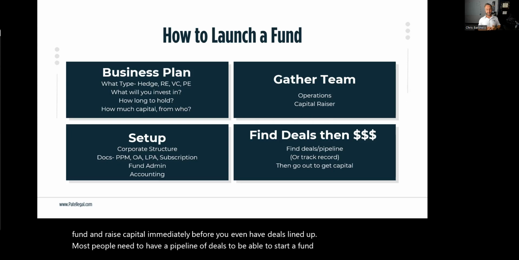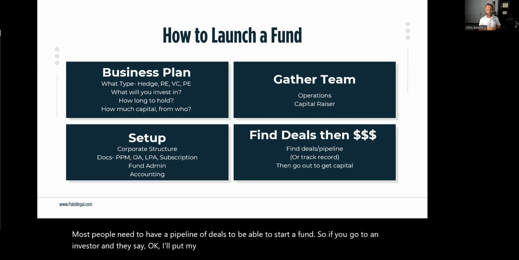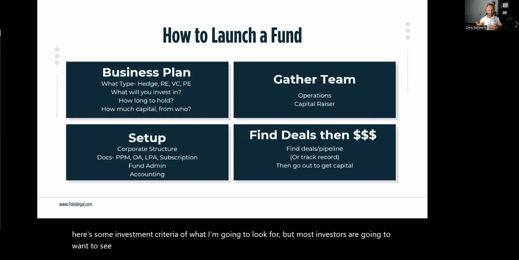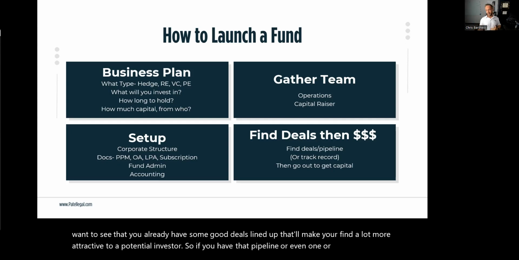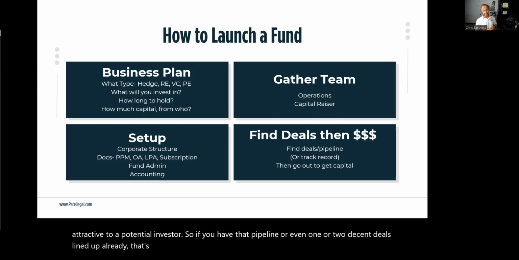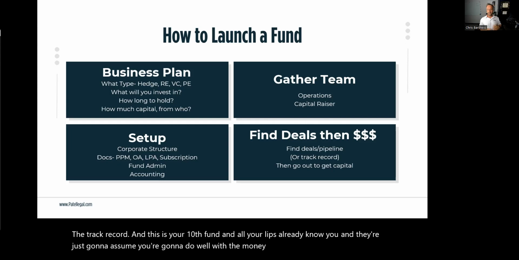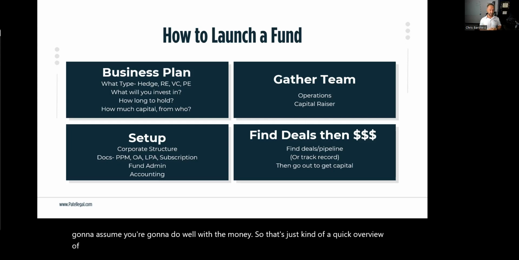So if you go to an investor and they say, okay, I'll put my money in here, but what are you going to invest in? Well, here's some investment criteria of what I'm going to look for. But most investors are going to want to see that you already have some good deals lined up. That'll make your fund a lot more attractive to a potential investor. So if you have that pipeline or even 1 or 2 decent deals lined up already, that's going to make it much easier to raise capital unless you've got a very long-term track record and this is your 10th fund and all your LPs already know you and they're just going to assume you're going to do well with the money. So that's just kind of a quick overview of some of the steps to launching a fund.